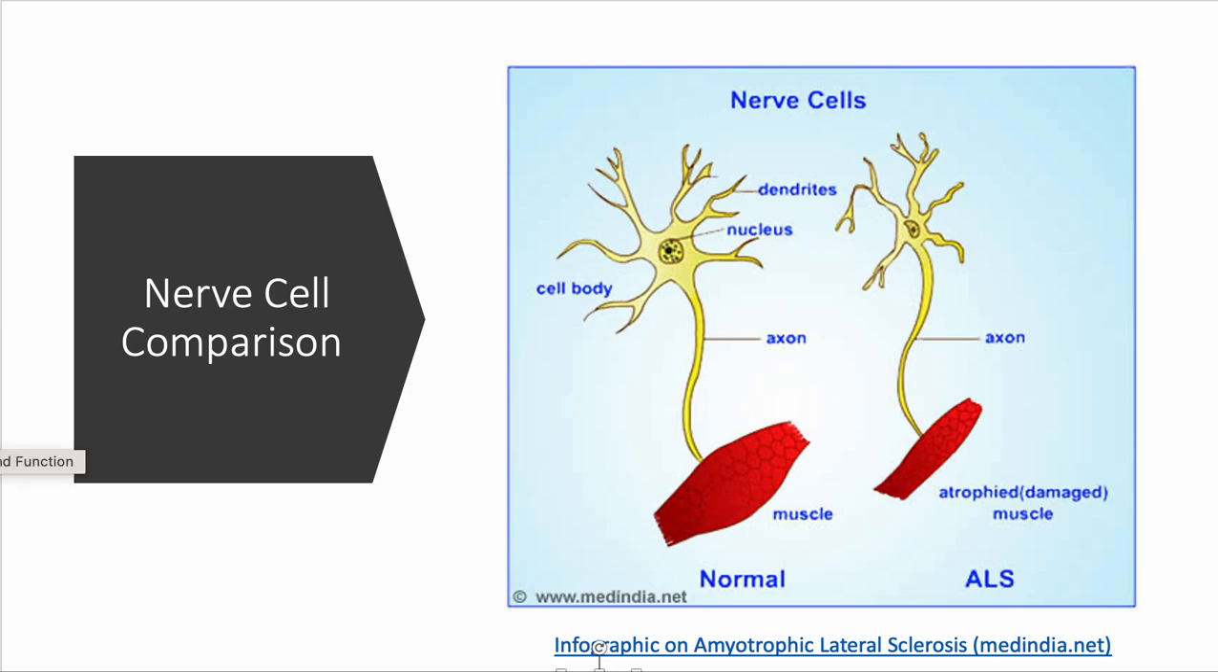Here's a nerve cell comparison. On the left side of the picture, you will see a normal nerve cell with healthy dendrites, nucleus, cell body, and an axon leading down to a strong, healthy muscle. And then on the right of the image, you will see the dendrites, the nucleus, and the cell body looking very puny, weak. And if you follow down to the axon, you will see how it leads to atrophied or damaged muscles, and this is what is present within ALS.